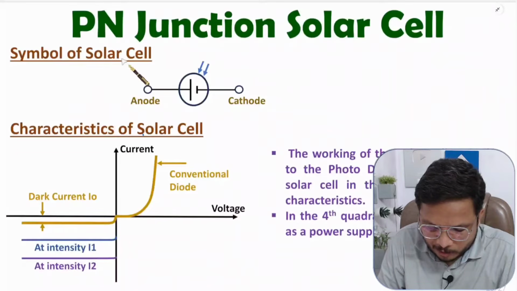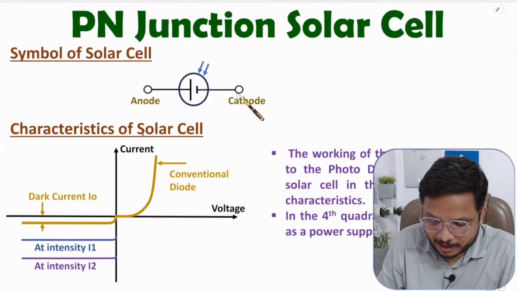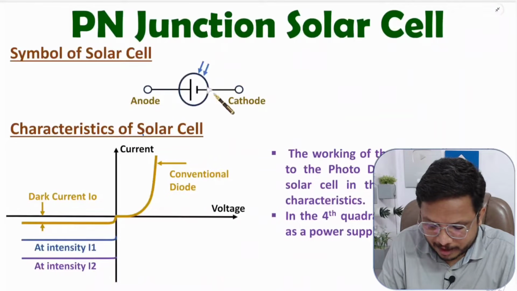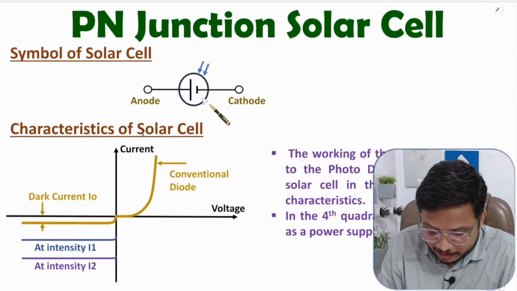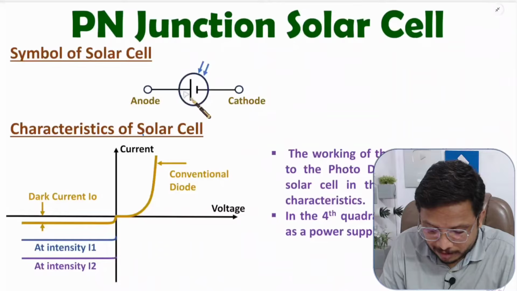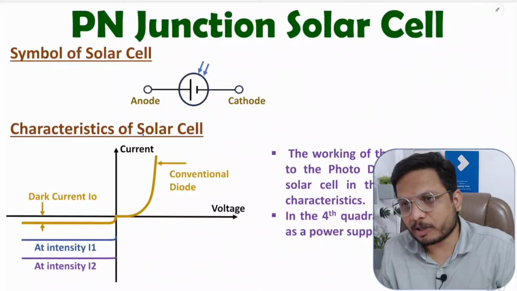If you observe the symbol of solar cell, it is a two terminal device. Here, this is a PN junction device, but it is generating power. So instead of a diode, here I have shown this as a battery, and this battery is generating power with the use of light. You can observe incident arrows on this battery, which indicate this cell will generate power if light falls on it. The positive terminal of the battery is the anode, and the negative terminal is the cathode. Light falling on this battery indicates this is a solar cell. That is how the basic symbol looks.